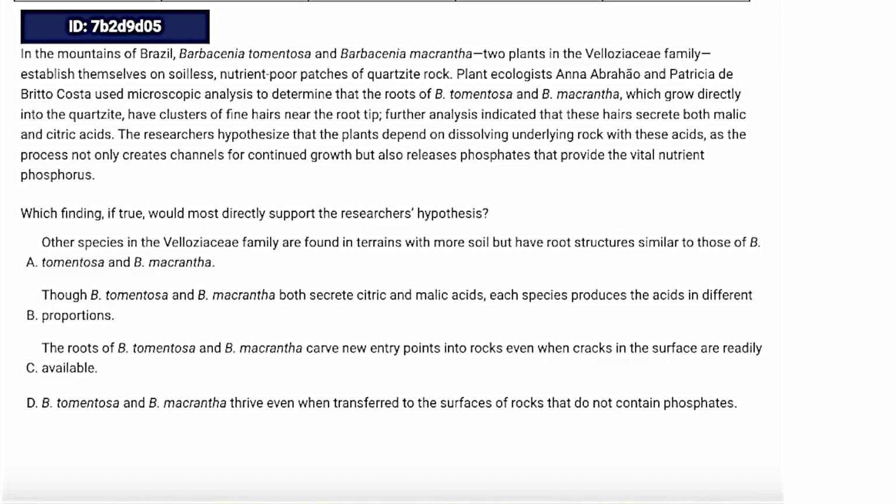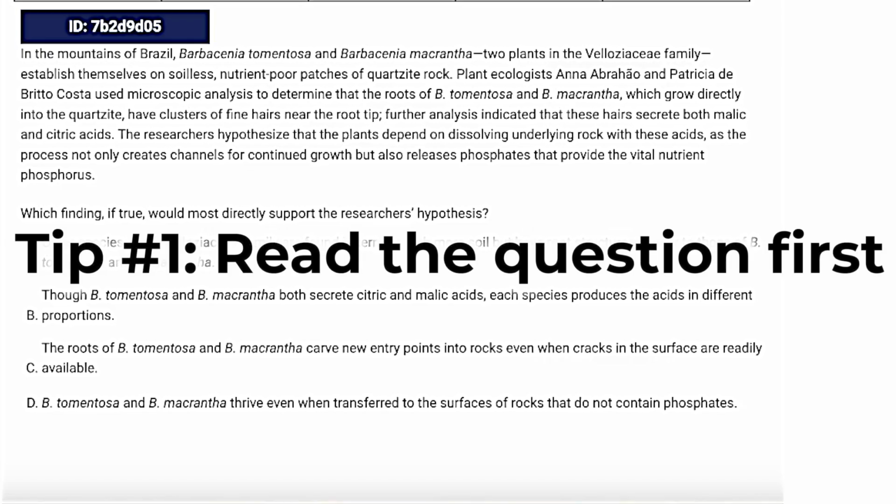Studying for the PSAT reading section and don't know where to start? Well, here are 5 tips for a higher reading score. Tip number 1 is read your question before you read your passage.